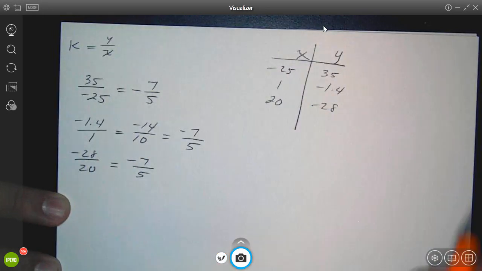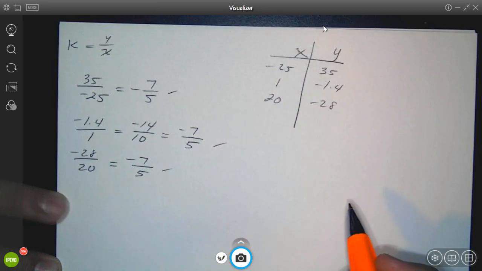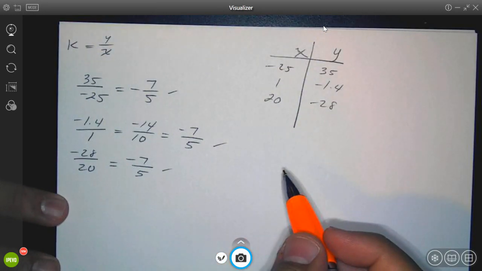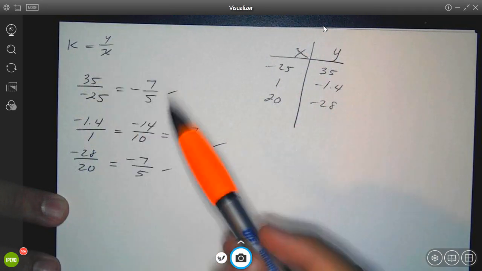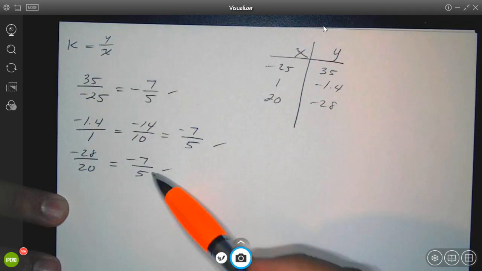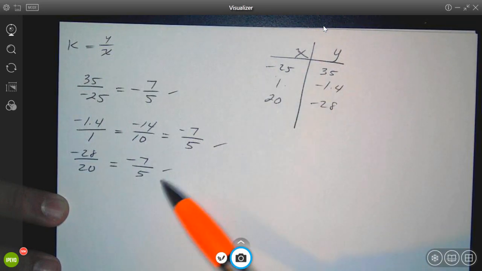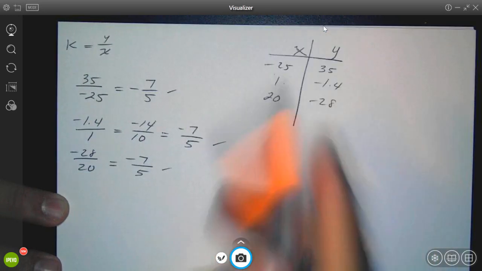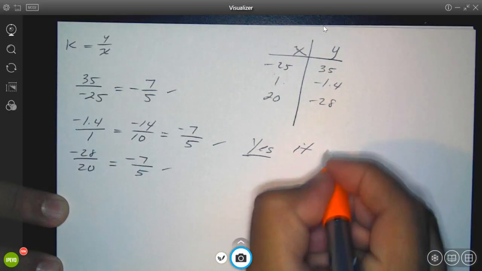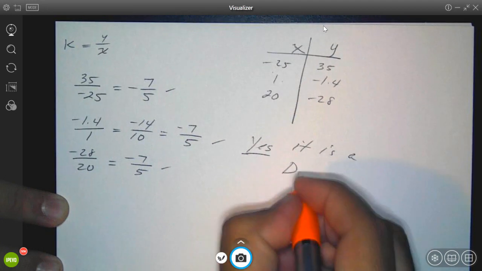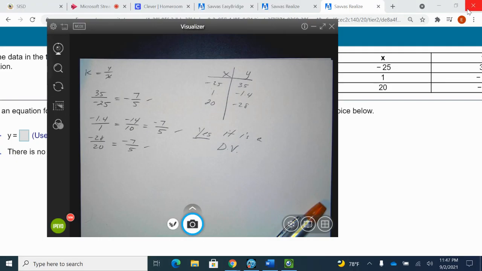As you can see, all these three are the same. They all have a common ratio, or rather, each coordinate point, when written as a ratio, y over x has the same negative 7 fifths, negative 7 fifths, negative 7 fifths. So because all these 3 points have the same ratio, this is a direct variation. So yes, it is a direct variation. All right. So let's go to the homework.